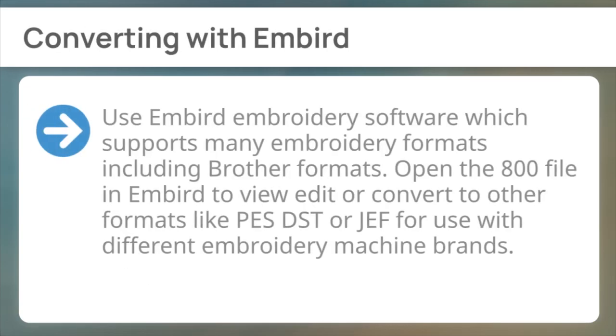Finally, converting with Embird. Use Embird embroidery software, which supports many embroidery formats including Brother formats. Open the 800 file in Embird to view, edit, or convert to other formats like PES, DST, or JEF for use with different embroidery machine brands.